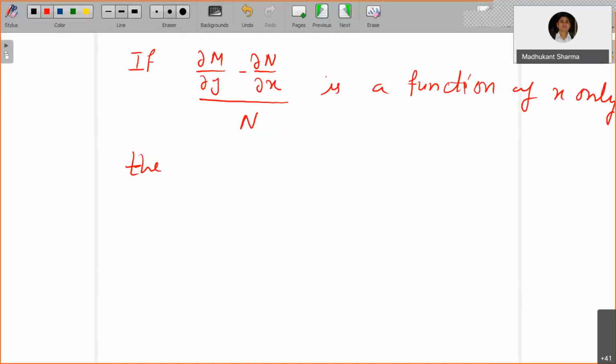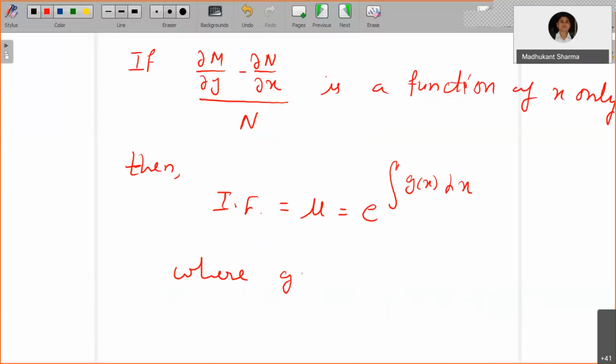Then let's say μ is that integrating factor. This integrating factor is also a function of x, and that is going to give you e to the power integral of g(x) dx, where g(x) is equal to (∂M/∂y − ∂N/∂x) divided by N. So this concludes the following.